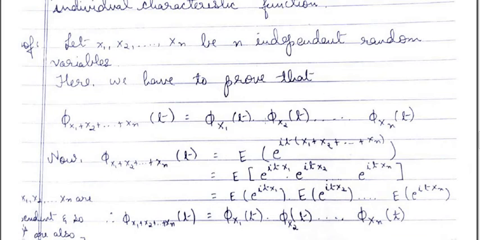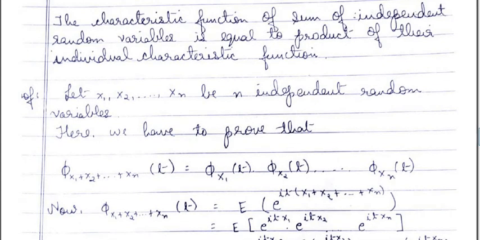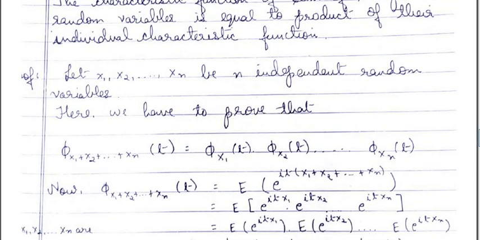we have to prove that, look, this is your statement. What does the statement say? The characteristic function of the sum of independent random variables is equal to the product of their individual characteristic functions, right? So we take the sum, how? Let x1, x2, ..., xn be independent random variables. Here we have to prove that phi of (x1 + x2 + ... + xn) at t is equal to phi of x1 at t times phi of x2 at t times ... phi of xn at t.